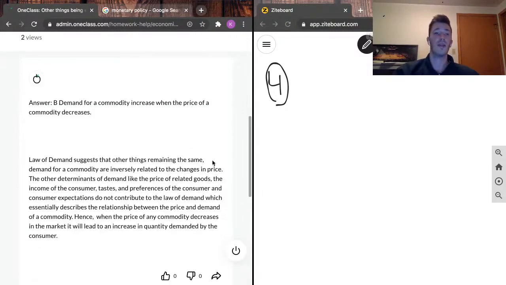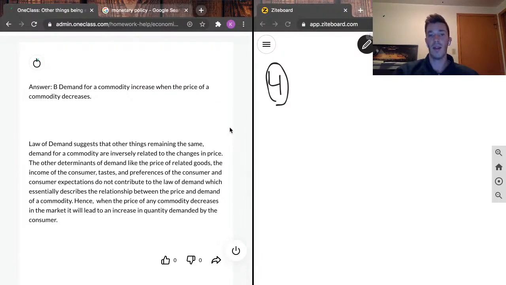Our junior tutor has written that the answer is B, demand for a commodity increases when the price of a commodity decreases. And this is the correct answer. So the law of demand suggests that, other things remaining the same, demand for a commodity is inversely related to changes in price. The other determinants of demand, like the price of related goods, the income of the consumer, tastes and preferences of the consumer, and consumer expectations, do not contribute to the law of demand, which essentially describes the relationship between the price and demand of a commodity. Hence, when the price of any commodity decreases in the market, it will lead to an increase in quantity demanded by the consumer.